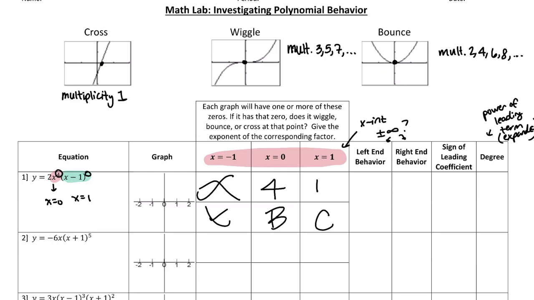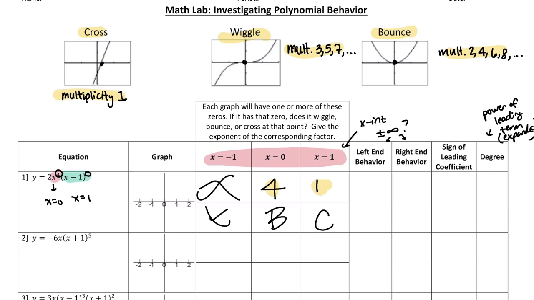So I'm looking at these numbers here, 4 and 1, and I'm comparing those with the cross, wiggle, bounce multiplicities. That's kind of where I'm looking. Okay, so we kind of have an idea there of what happens at the zeros, but we need to know the end behavior. So I kind of recommend doing the sign of the leading coefficient and the degree first, personally.